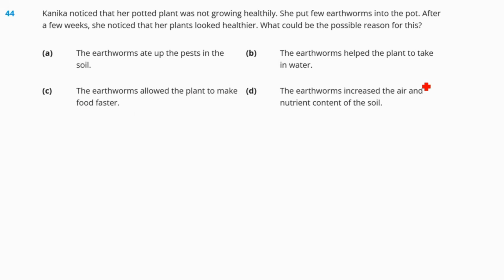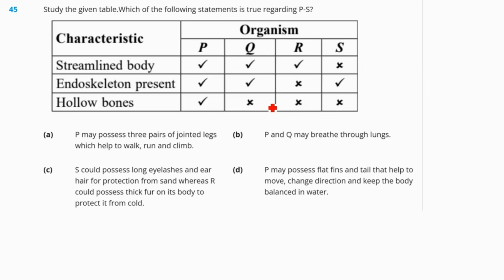The earthworm increased the air and nutrient content of the soil. This is the correct answer, because earthworm generally turns the soil. As it turns the soil, the soil gets aeration. That means air gets inside the soil, and thus it decomposes the leaves and the other parts of the plant, and thus nutrients are produced for the soil. And this nutrient and the aeration of the soil help in the healthier growth of the plant. So our correct answer is option number D.